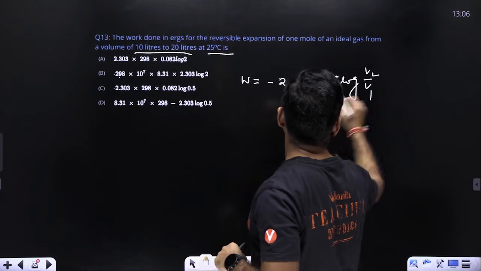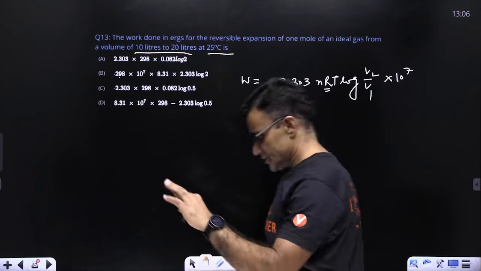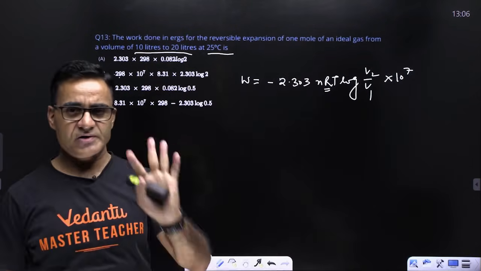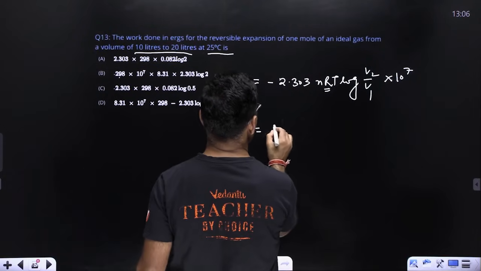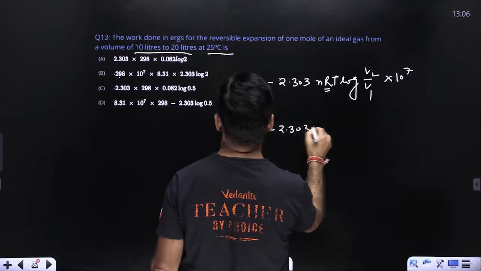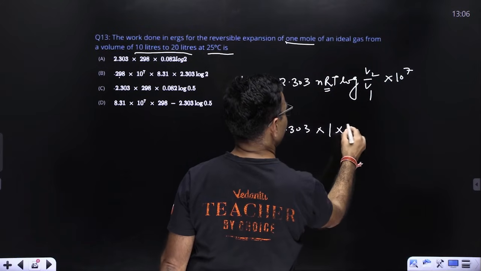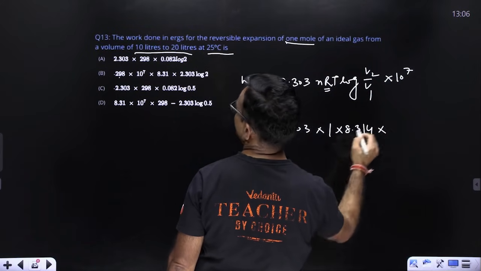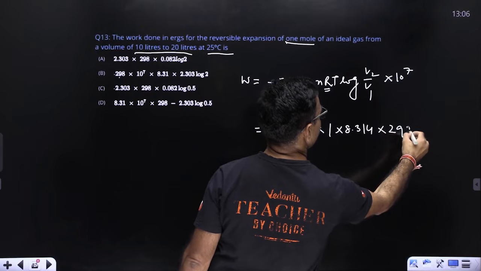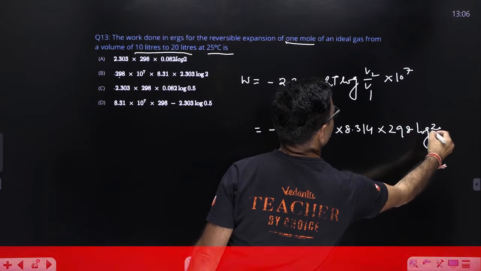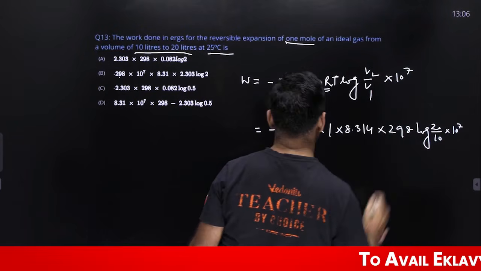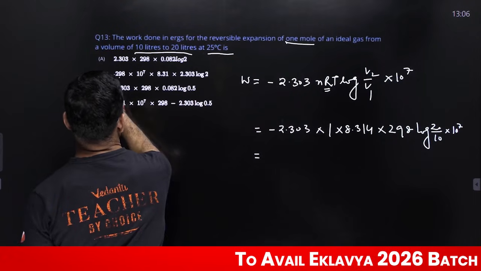तो अगर मैं R को जूल की यूनिट में यूज करता हूँ तो 10 पावर 7 का एक मल्टीपल, एक कन्वर्जन फैक्टर लगा दिया. तो बस अब वैल्यू रख दो आप. 2.303, N की वैल्यू है 1 मोल, राइट, 1 मोल, और R को आप 8.314 ले लो एंड टेम्परेचर इज 298, log 20 upon 10 into 10 raised to the power 7. Just calculate, you will get this answer.